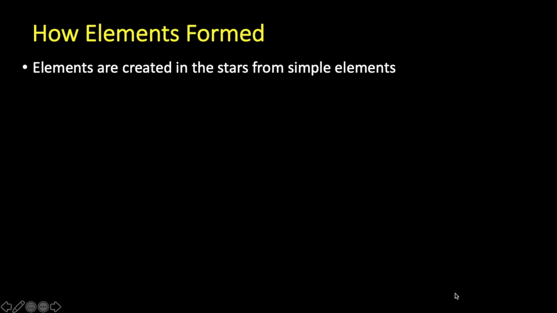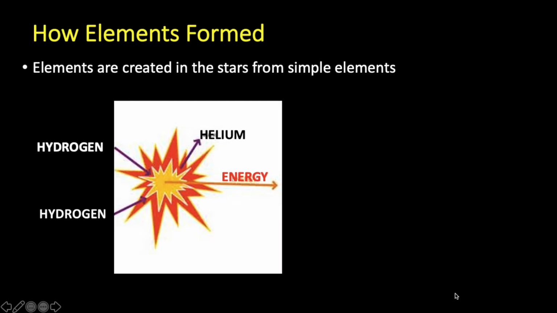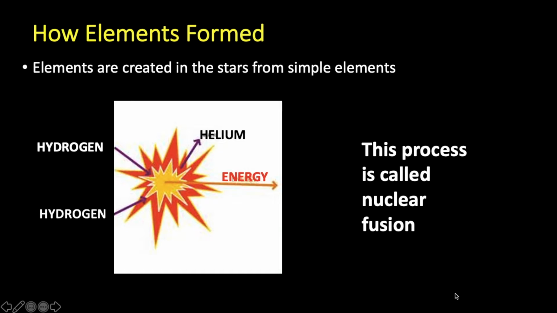Now, before we get stuck into revising the atom and introducing nuclear chemistry, it is important that we remind ourselves where elements come from. Elements are created in the stars from simple elements. For example, if two hydrogen atoms come together, they fuse and produce helium and release energy. This process is something that we call nuclear fusion.